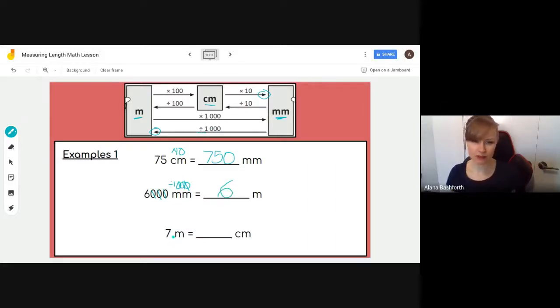And then our last one is going from meters to centimeters. And so meters to centimeters here, going full circle, we're following this arrow right here, which means we're timesing by 100. So 7 times 100 is 700. It's not complicated multiplication. And so that's the basics of what you are going to do in this.